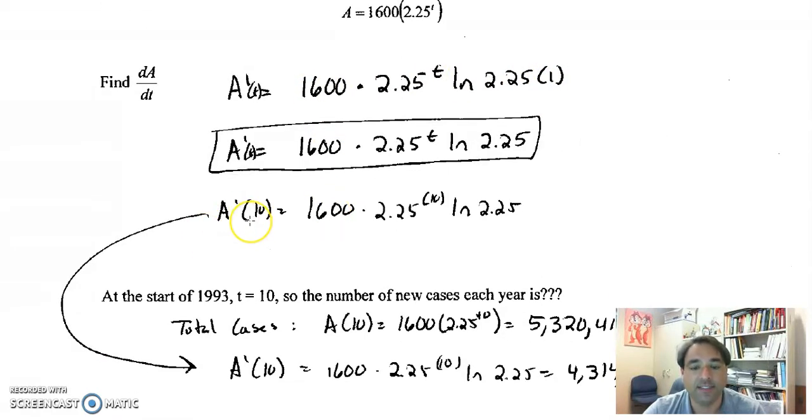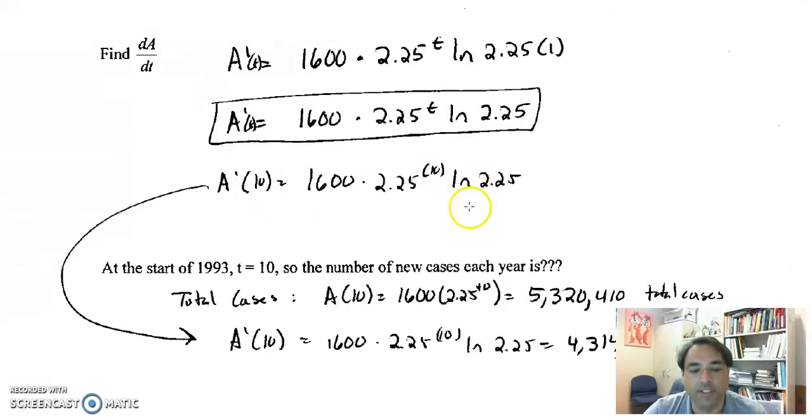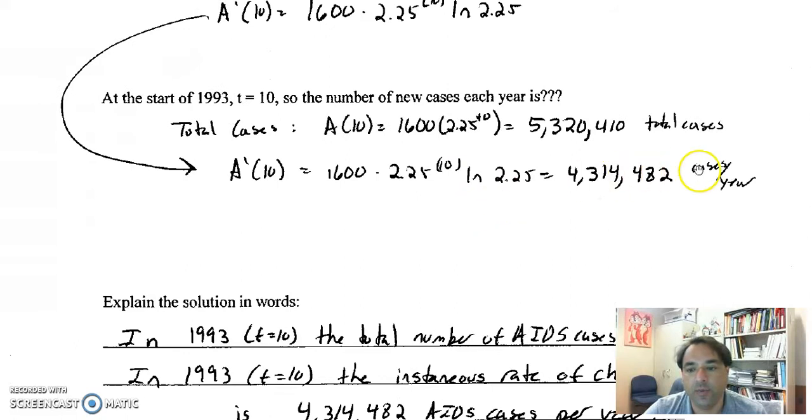Then we plug in 10 to see how it's changing in the year 1993. So I plug in 10 into the equation, and we get 4,314,482 cases per year. Now, if I plug 10 into the original, I can find out that it's predicted to be 5,320,410 total cases. But if we want to find out how it's changing in year 10, that's when we plug into the derivative, which gives us 4,314,482 cases per year.